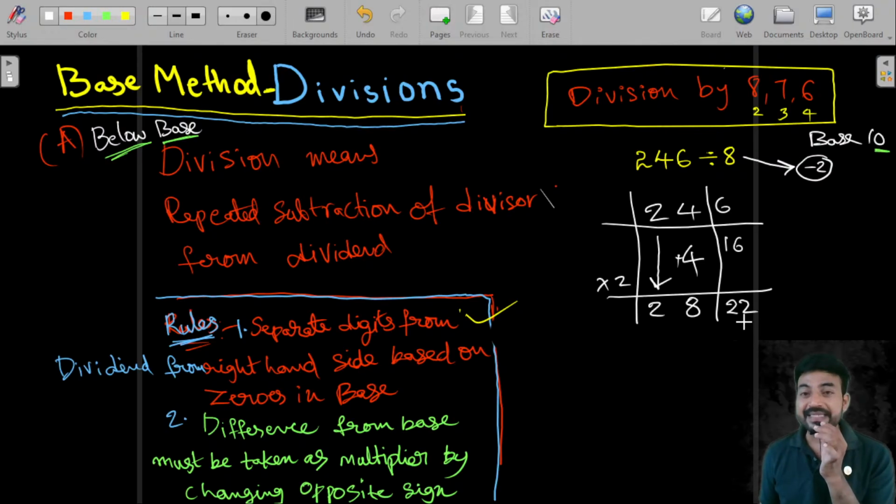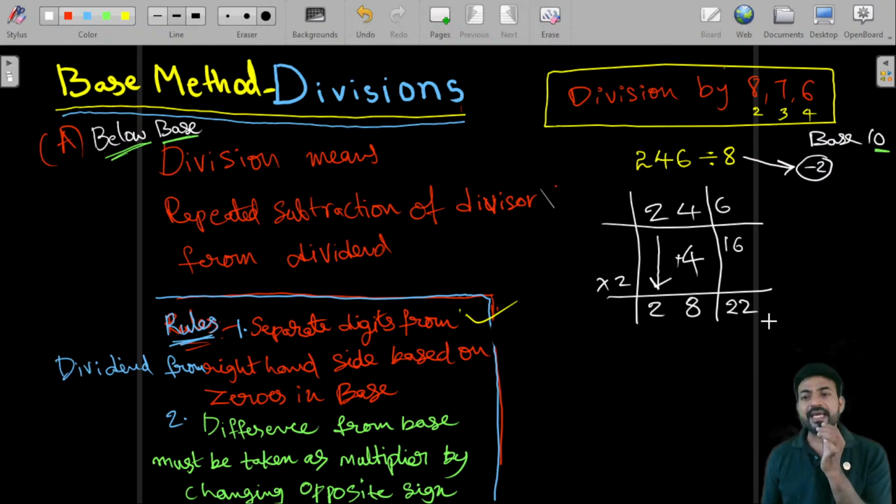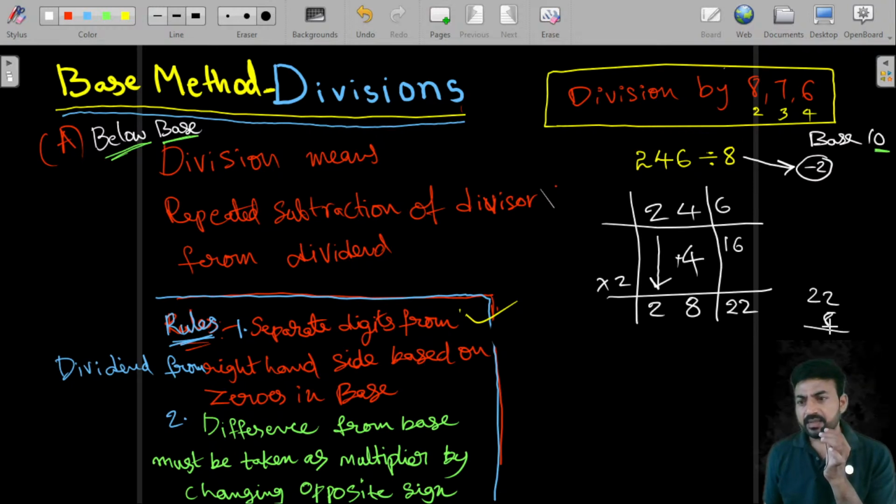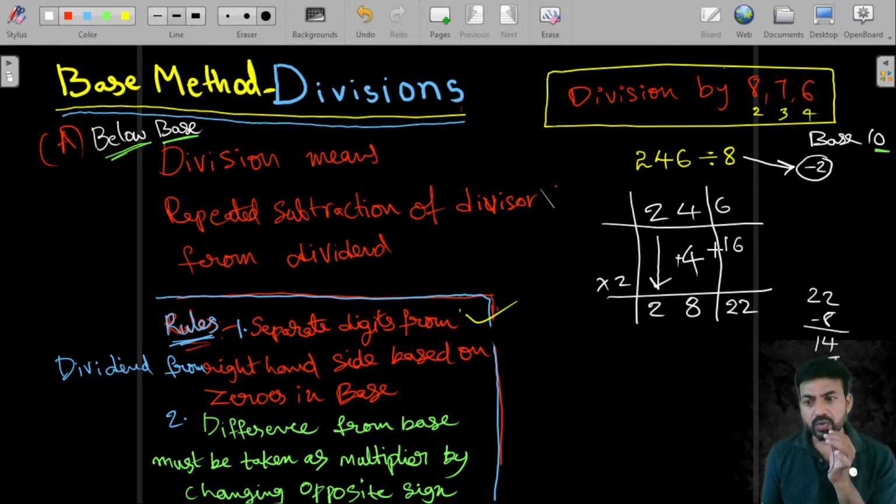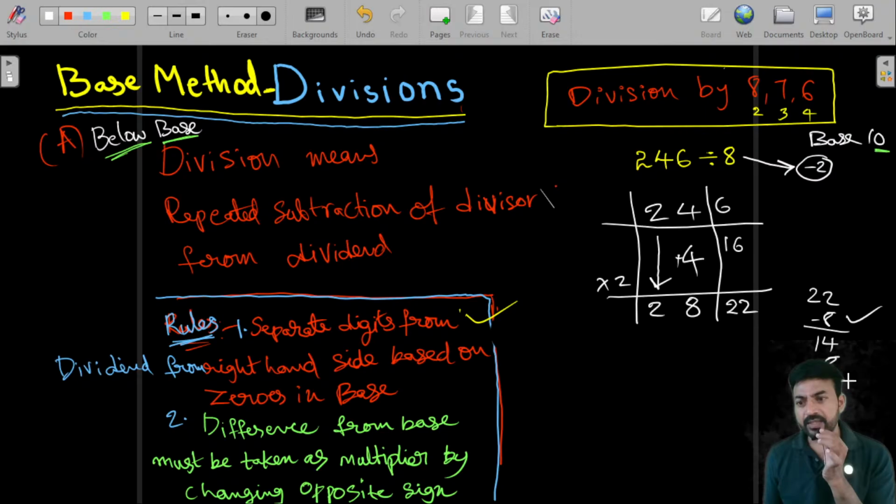That means the remainder is greater than the divisor. Again you have to subtract 8. How many times can you subtract? 22 minus 8, 14. Again you can subtract 8. 14 minus 8, 6. So that means you can subtract 2 times. So that means you can add 2 here. And the remainder is 6. Are you getting it?